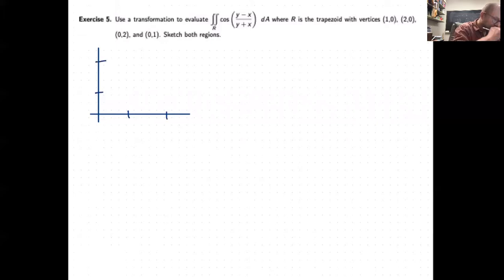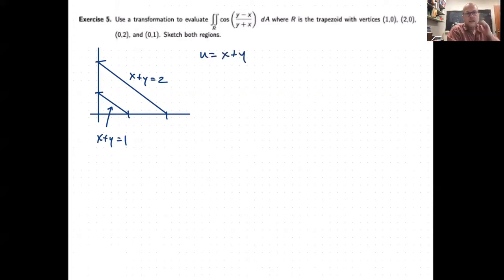This is actually looking a lot like that earlier one did, right? Because if we're going to do a trapezoid connecting those, then surely it's got to be that and that. And so the thing we've got to do is to pick out our transformation. Now, if you write the equations of those lines, this one is x plus y equals 2, and this one is x plus y equals 1. That suggests a good choice would be u equals x plus y.